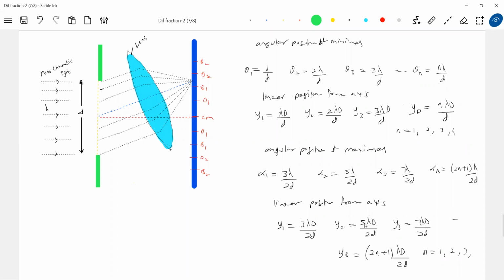Put n equal to 2 for the first maxima. So therefore, I'm sticking to this condition. Look at this. There's a condition for minimas, we are getting like this. There's a reverse of interference. Are you noticing, all of you? Look at this equation. In interference, that was the position of maximas. But here the position of minimas is given by this equation, and the position of maximas is given by this equation. So the reverse is what is happening.